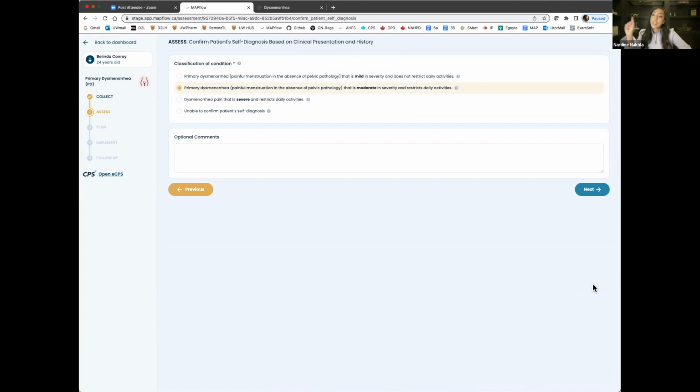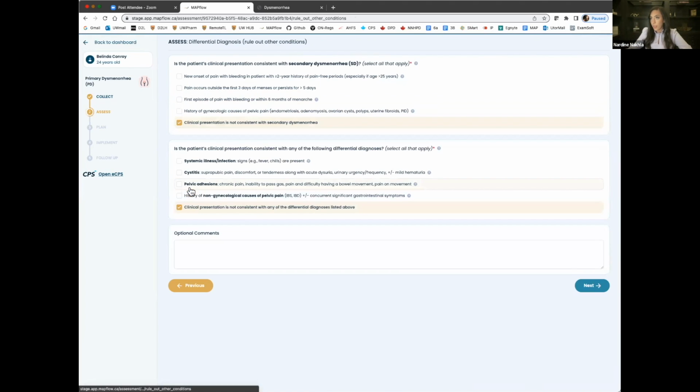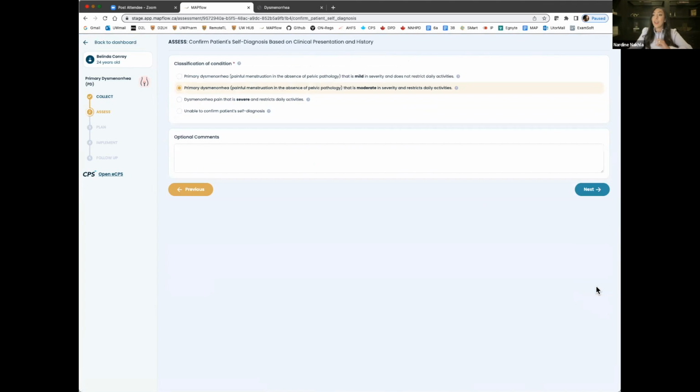And then you go to this page of classification of condition. I don't know if you saw that. So I went directly from here to here, and it auto-classified the condition for me. And that's a really important step. So based on all of my answers thus far, I have now ruled out any type of secondary dysmenorrhea or pelvic pathology that could be causing these symptoms. I've also indicated the pain is moderate in severity.